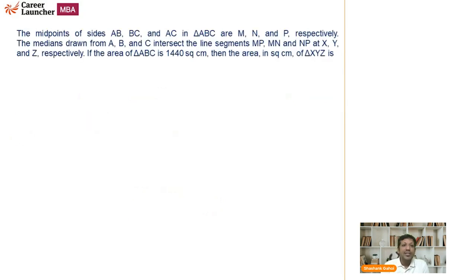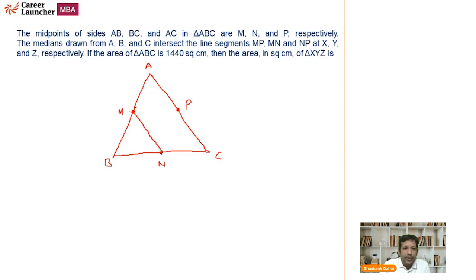Question number 15. What does it say? The midpoint of sides AB, BC, and AC in triangle ABC are M and N. Okay. So I am going to have a triangle. This is A, this is B, this is C. The midpoint of AB is M, BC is N, and AC is P. Okay, and this is the triangle we are getting.